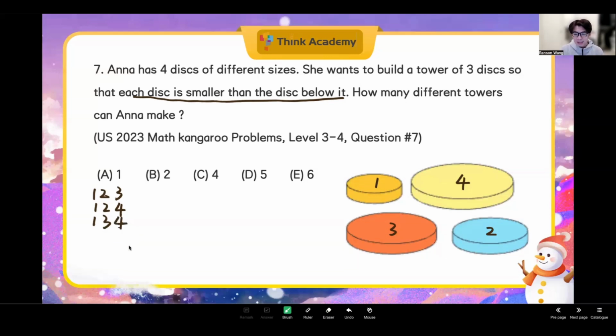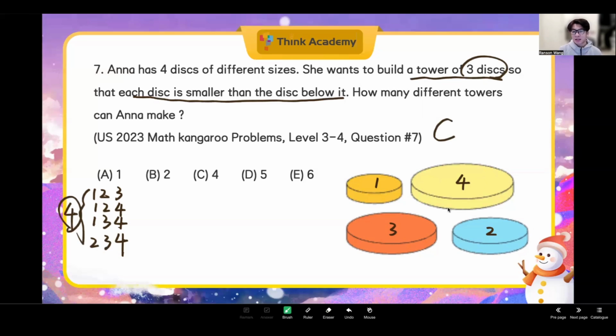And besides this, I don't need one actually. I can also have two, three, and four. And can we figure out any other situations where each disc is smaller than the disc below it, and it's a tower of three discs? No, that's all of them, right? So basically, you're going to have four of them, which is option C, right?